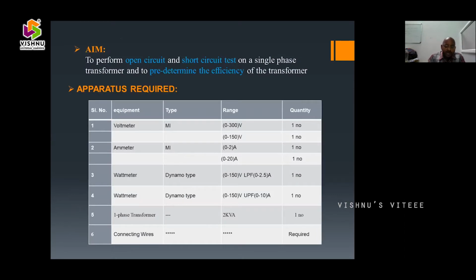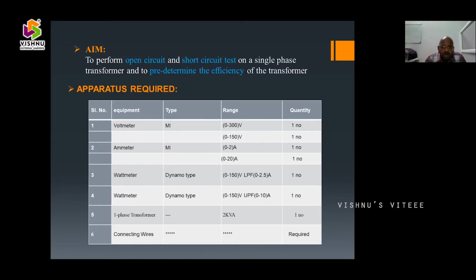And coming to the experiment, the main aim of the open circuit test and short circuit test is to determine the efficiency of a transformer. Along with efficiency, we can determine the regulation as well as the equivalent circuit parameters of a transformer. Okay, next, coming to the apparatus required for the transformer, the first one is the voltmeter.